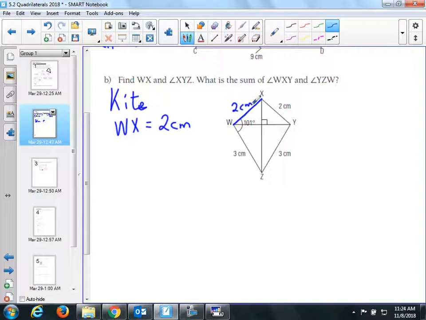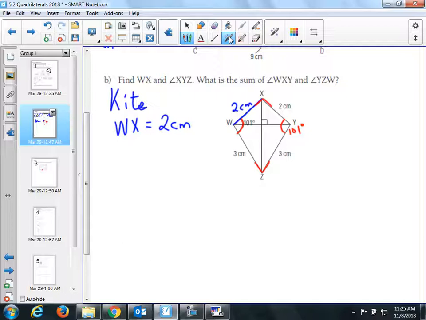What else? What is the sum of the angles WXY, this angle here, and YZW, that angle there? Well, it is a type of quadrilateral, so everything adds up to 360. By symmetry, if this is 101, this is also 101. So that's good to know. How do I know that, though? I told you earlier. Think of it this way.